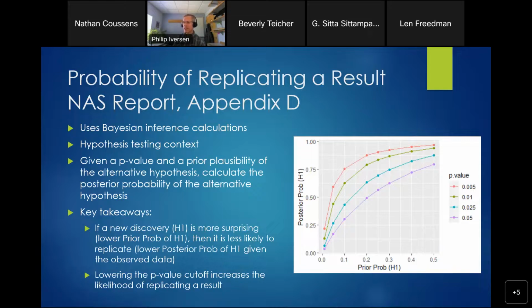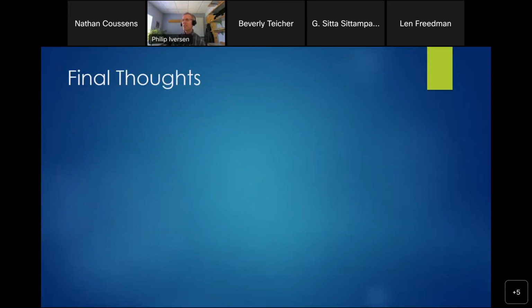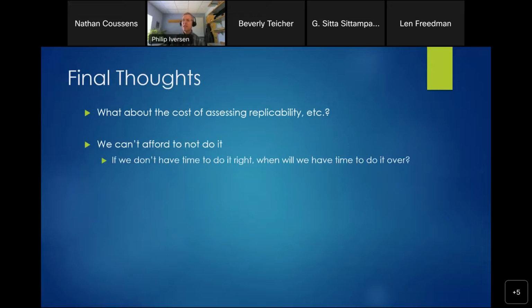And if you don't understand all the math behind it, we can talk more maybe at a later date. But let me just wrap up here with some final thoughts. Depending on how much reproducibility work you're doing now or not, you might be wondering about the cost of doing this work, of assessing replicability, reproducibility, et cetera. My answer to that would be, we can't afford not to do it. And that's what the article about the economics of reproducibility on my first slide in that list of papers talks about.